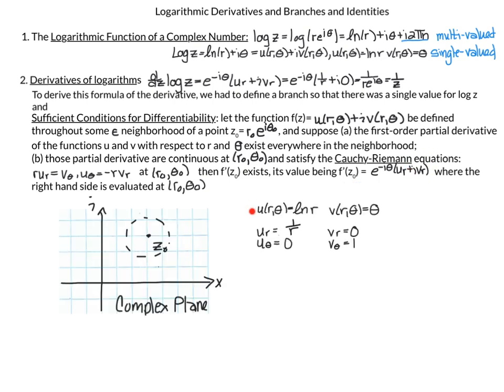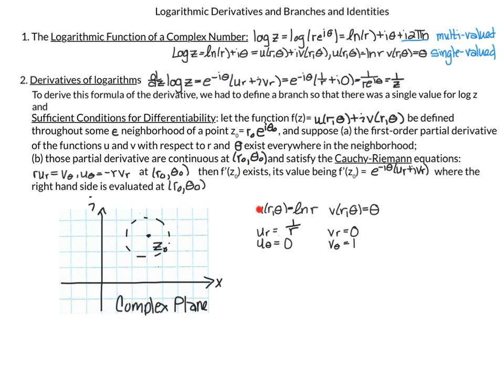For our logarithmic function, u of r, theta is equal to natural log of r, and v of r, theta is equal to theta. So the conditions we need to check to see that it is differentiable, and this is what this theorem tells us for any complex function, and we're going to use this theorem to verify the logarithmic complex function is differentiable. So the first thing we need to do is see that the first order partial derivatives of the functions u and v with respect to r and theta exist everywhere in the neighborhood.